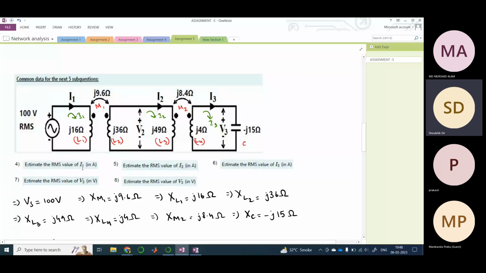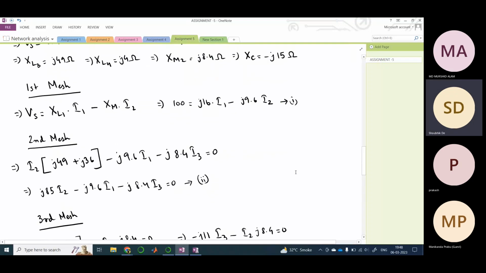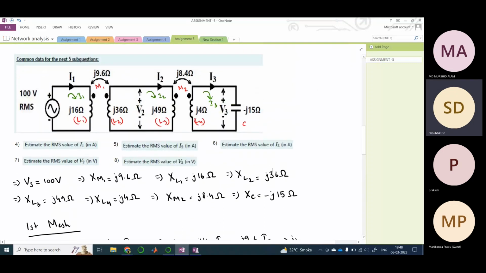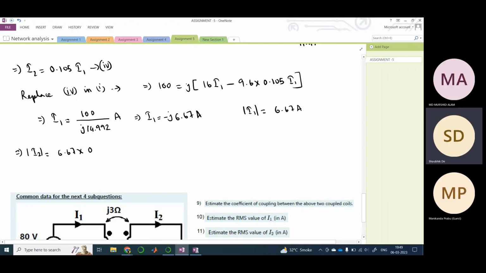So they have told us to estimate the RMS value of I1. So the RMS value of I1 is nothing but the magnitude of I1, which is 6.67 amperes. Okay. Now what is I2? Again, I2 and I3 we need to calculate, right? So the magnitude of I2 would be 6.67 into 0.105 amperes. What is this value? 6.67 into 0.105.